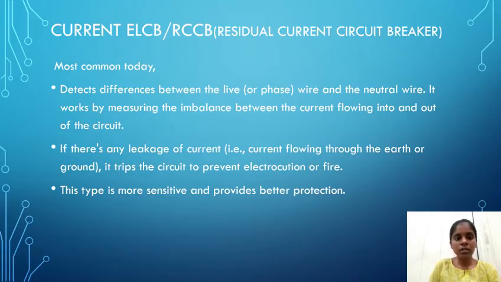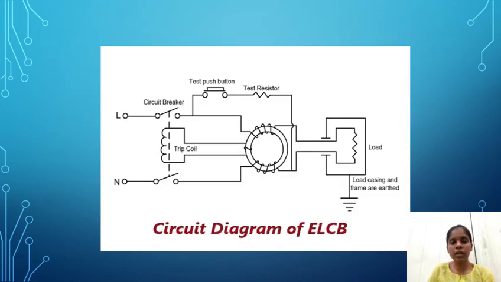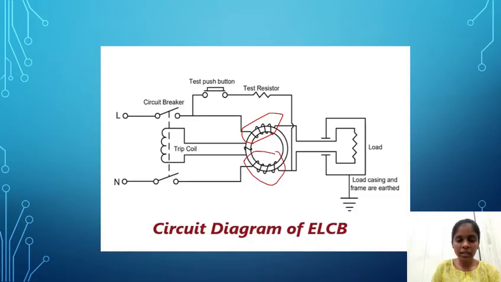Next, let's see about the current ELCB and RCCB. The current ELCB is also called RCCB, residual current circuit breaker. Let's see the circuit diagram of it. This current ELCB consists of the windings, here it is. There is a trip coil, and here you can see the circuit breaker. This is open, so there is no flow of current. It is actually shown in the abnormal condition.